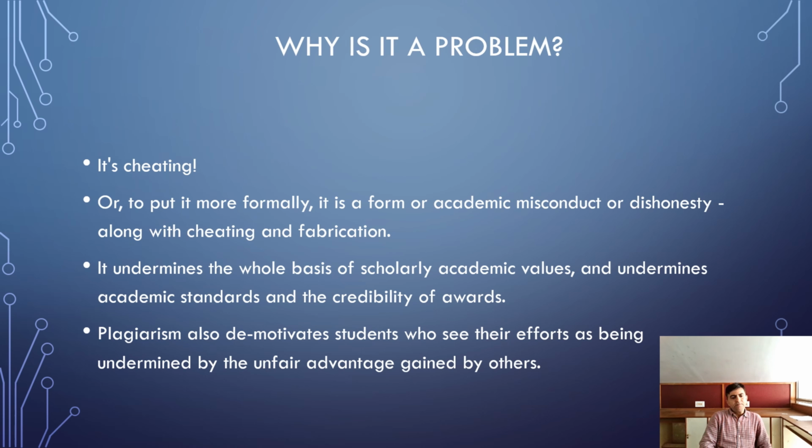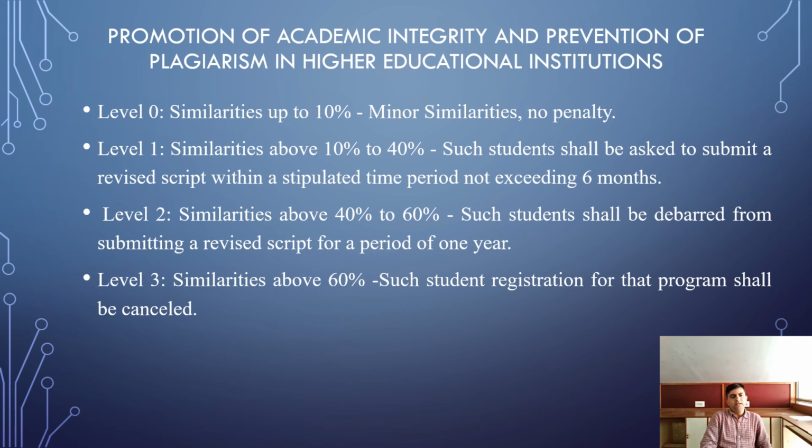It undermines the whole basis of scholarly academic values, and undermines academic standards and the credibility of awards. Plagiarism also demotivates students who see their efforts undermined by the unfair advantage gained by others. There is a need for promotion of academic integrity and prevention of plagiarism in higher educational institutions. So, as per the Government of India or UGC, level 1 is a similarity of up to 10%, a minor similarity penalty.